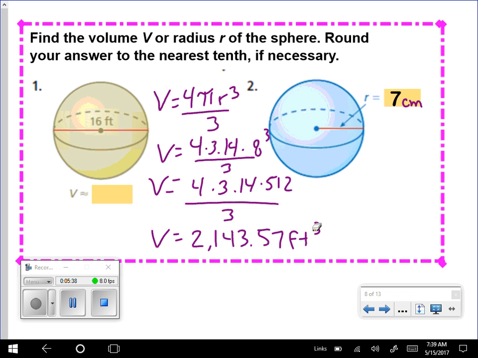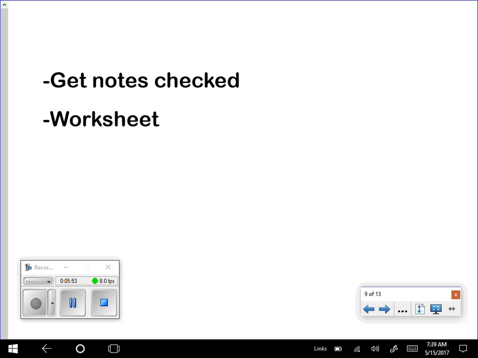All right, so you're going to try number 2 on your own. Make sure you show all your steps. You write out your formula, you plug in your radius, and show your steps to get your answer with a label there. Otherwise, that's all we have for today, so you can get your notes checked. Make sure you have all of that written down that was in pink, and then you can get your worksheet and get started working on volume of spheres and practicing those tasks.